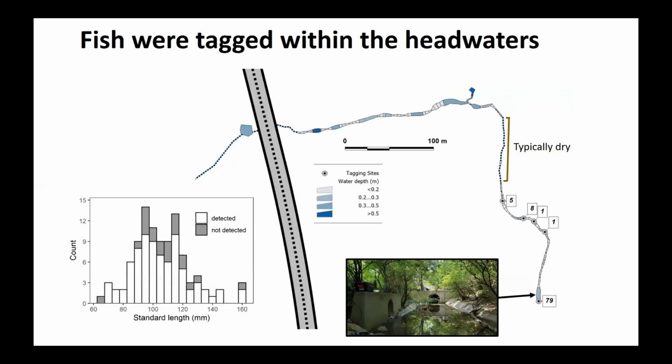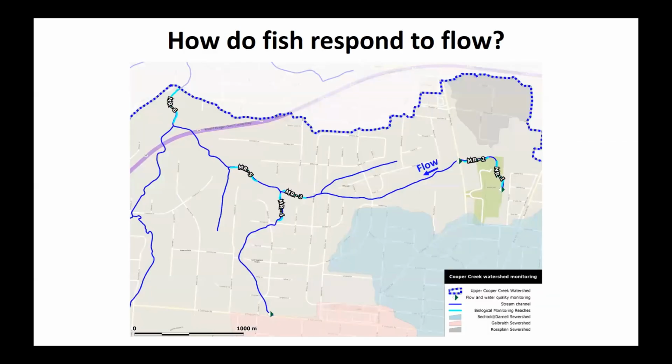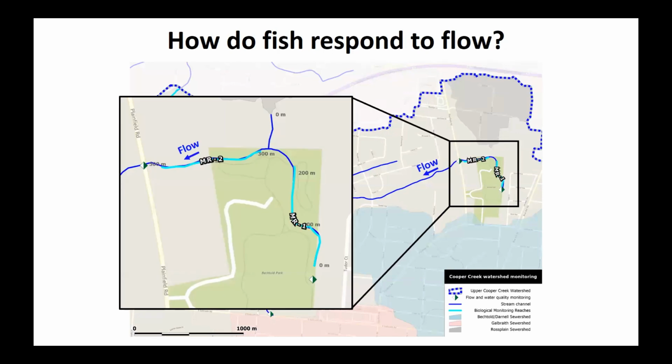And we initially tagged fish in the headwaters. Almost all of them got tagged in the largest pool in this reach, which is the headwater outlet, where the storm sewer enters the stream and becomes daylighted. A major section of this stream is typically dry, and that divides the upstream section of our study reach from the downstream section. So we're interested in understanding how fish respond to flow. And we did this over this 500-meter section of stream at the headwaters, the same reaches that we ended up using later for our woody debris tracking.